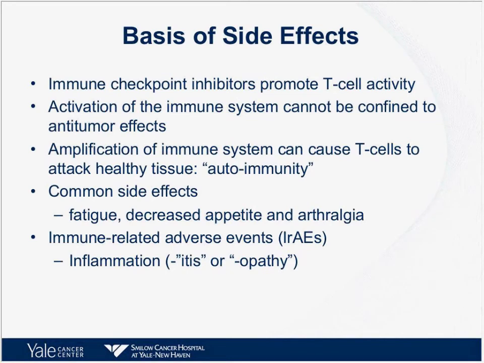Immune checkpoint inhibitors promote T-cell proliferation, allowing the immune system to recognize tumor antigens. However, if the T-cells become overactive, they will start to attack healthy tissue, and this process is referred to as autoimmunity. This process can occur in any organ of the body, and it typically occurs in organ systems that contain significant T-cells.